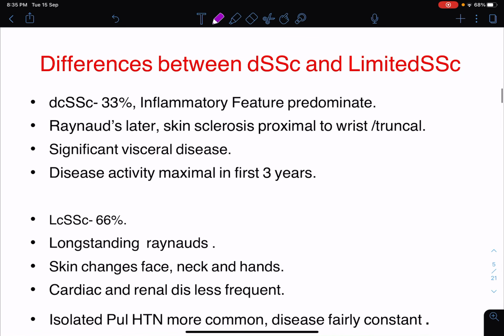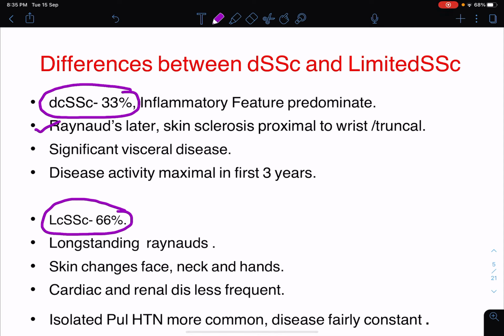Now let's see the difference between diffuse and limited systemic sclerosis. In 33% of cases we see diffuse systemic sclerosis, whereas limited systemic sclerosis we see in around 66% of cases. In diffuse systemic sclerosis, Raynaud's phenomenon appears quite late. Before Raynaud's phenomenon there will be skin thickening, and the skin thickening extends proximal to the wrist or may be truncal also. And there is associated significant visceral involvement.